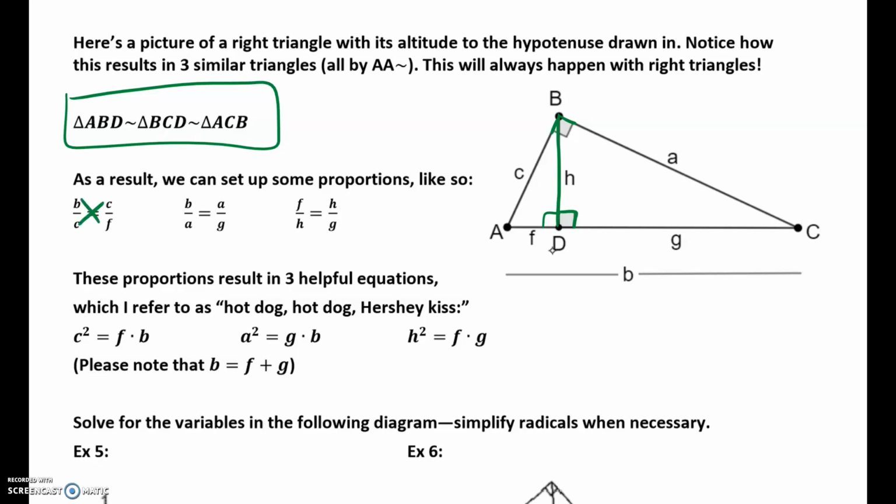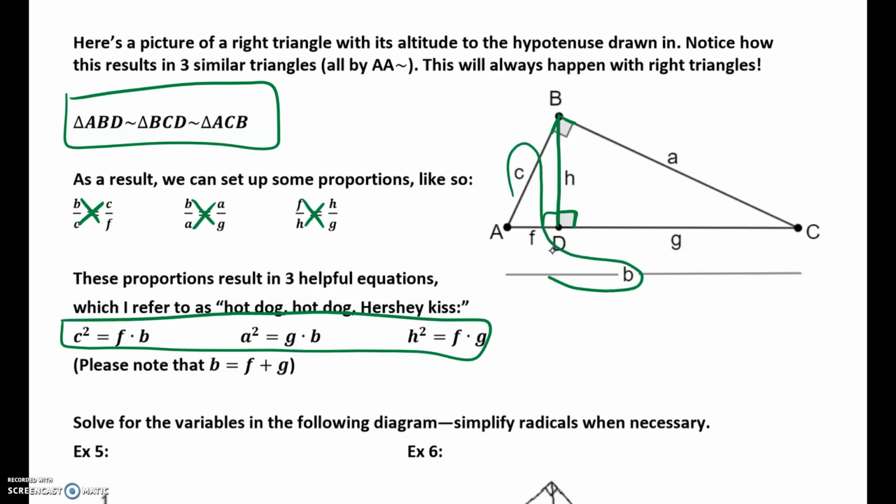For example, if you cross multiply all of these, you get the following. C squared equals F times B. So I call this the hot dog. Okay, so what this tells me is C squared, so we're going to square C, equals F times B. Those go together. That's my first hot dog. A squared equals G times B. That's this one. A squared equals G times B. Okay, notice the A and the C are the squared ones, and the G times the B, those get multiplied together. The F times the B, those get multiplied together. There's my hot dog and my hot dog.